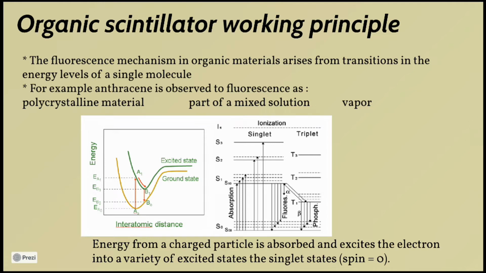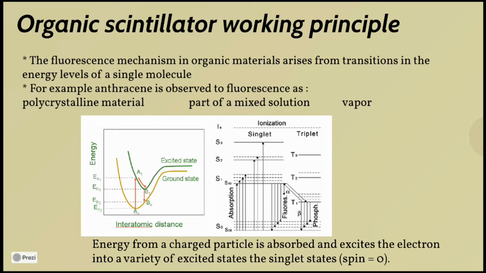Now we go to the organic scintillator working principle. The fluorescent mechanism in organic materials arises from transitions in the energy levels of a single molecule, and therefore the fluorescence can be observed independently of the physical state. For example, anthracene is observed to fluoresce as a polycrystalline material, a vapor, or part of a mixed solution. Practically, organic scintillators are organic molecules which have symmetric properties associated with the electron structure. By looking at the figure, now we go to the organic scintillation mechanism.